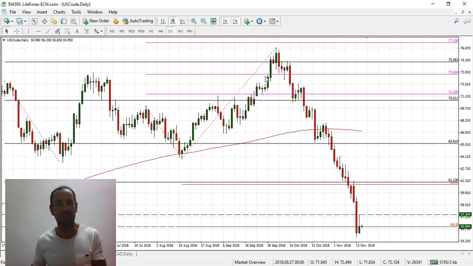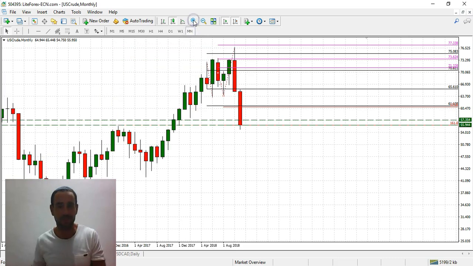And why do I say this? I'm going to show you. Take a look. Remember, the level is 73.62, right? Take a look at the monthly chart.